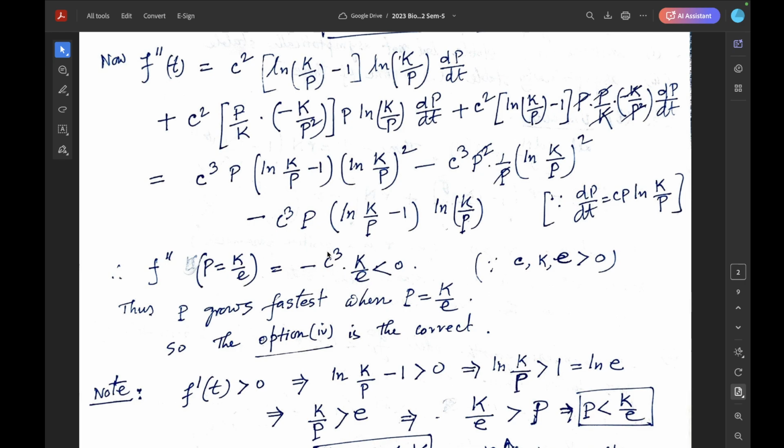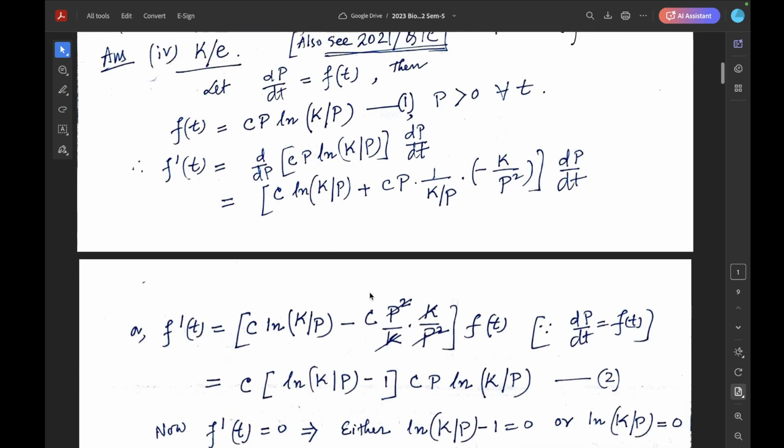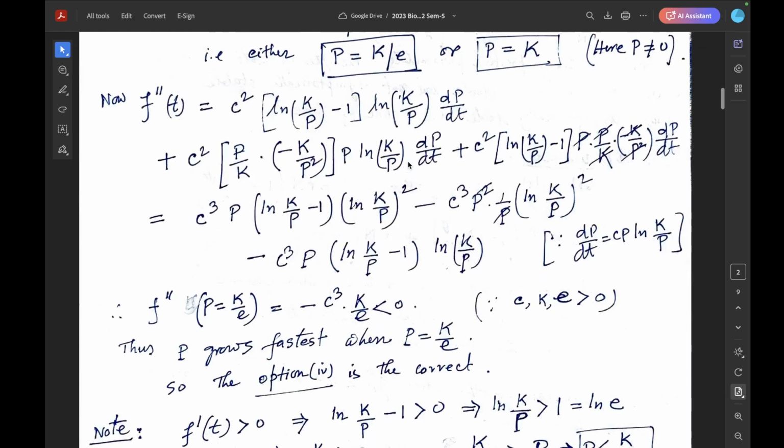Obviously, c, k, e are all positive, so this is negative, less than 0. Thus, p grows fastest when p equal to k by e. So the option 4 is the correct answer. Option 4 is the correct answer.